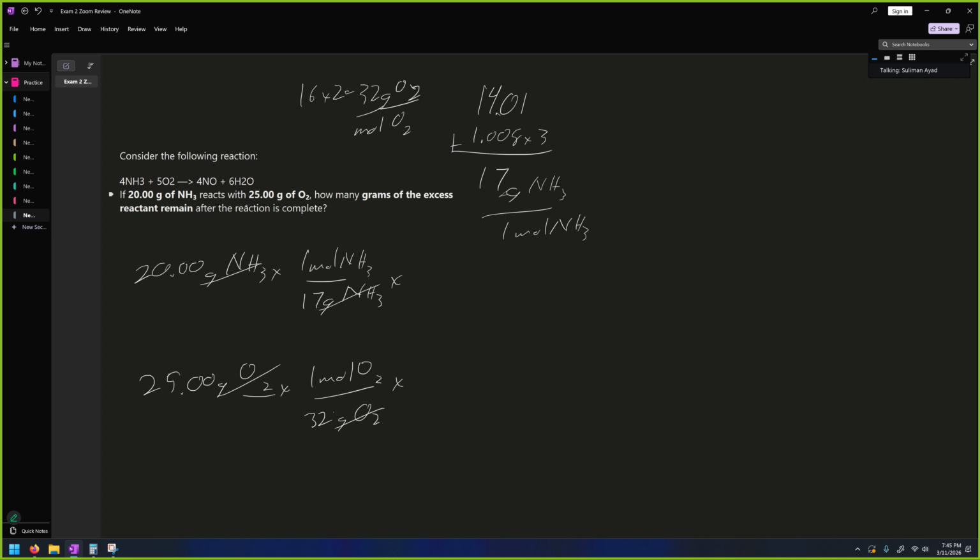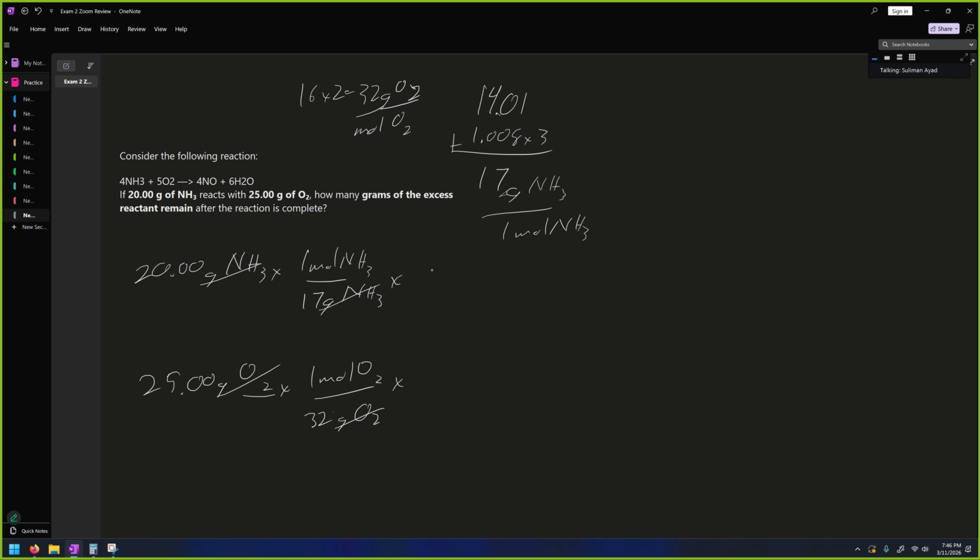In this particular case, because we've asked for the grams of the excess reactant remaining, we don't need to know the mass of any of the products, but it's just helpful to choose one and turn it into moles of that thing so you can very plainly see which of these reactants is limiting. So I'll just use the 4 NOs here.